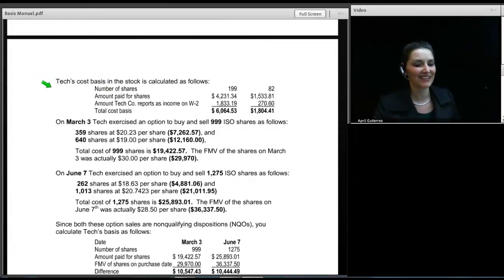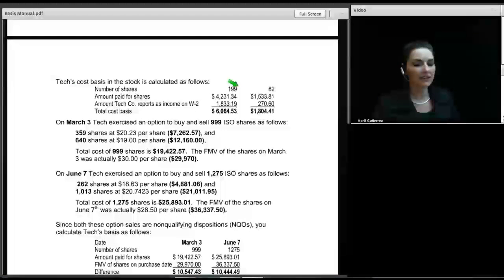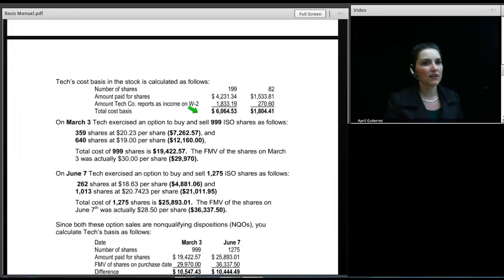Okay, tax cost basis in the stock is calculated as follows. The number of shares is 199 and 82. The amount paid for the shares are these lower numbers, lower than the fair market value. And because it's less than the fair market value, we have to add it to his payroll. And as soon as we add it to his payroll, his cost is the fair market value, which is what I always come back to. Cost on ESPPs and NQOs is nearly always the fair market value on the exercise date, almost always.